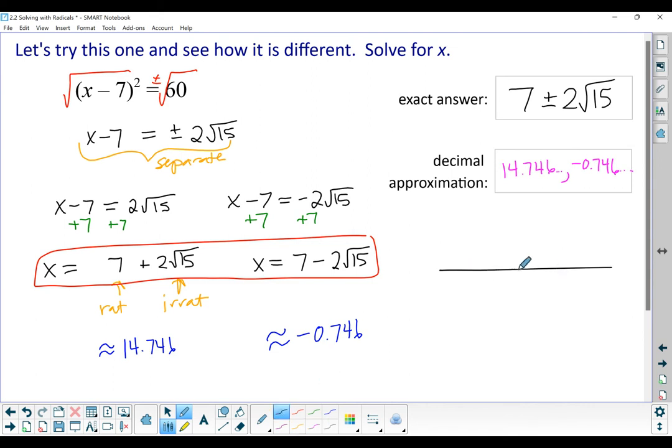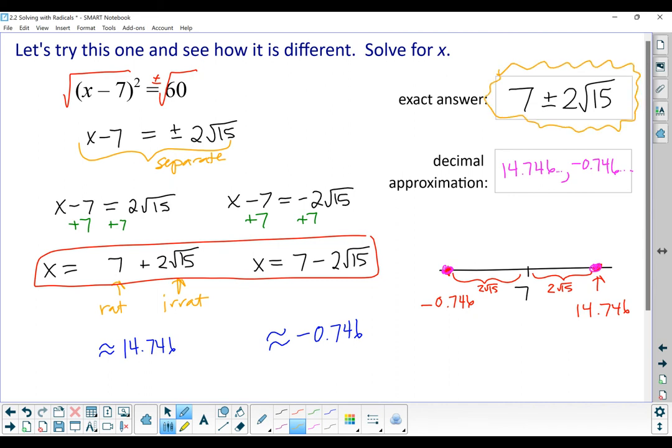If I looked on a number line, 7 is right here, and the two answers are 2 root 15 away from 7 on both sides. So that's what the 7 plus or minus 2 root 15 is really saying. It's saying that 7 is sort of our center, and we're at 2 root 15 on each side of 7 to get those two answers. Now again, this is probably the way that we will always want our answer reported. I just want you to understand what that means.